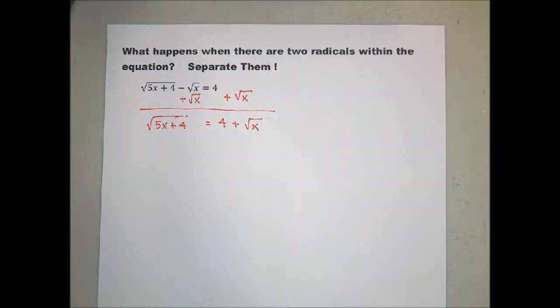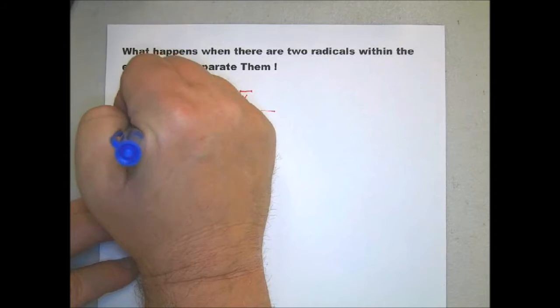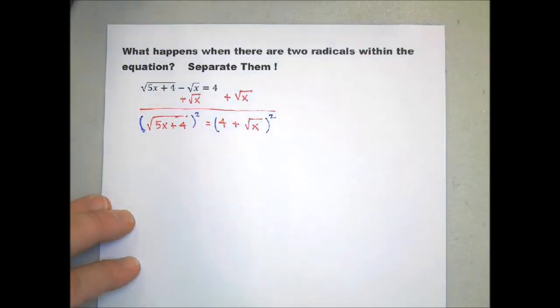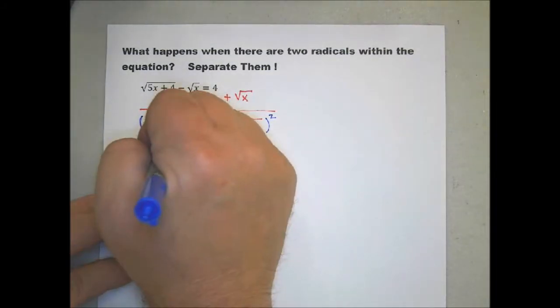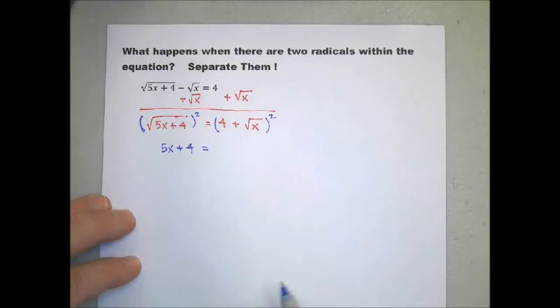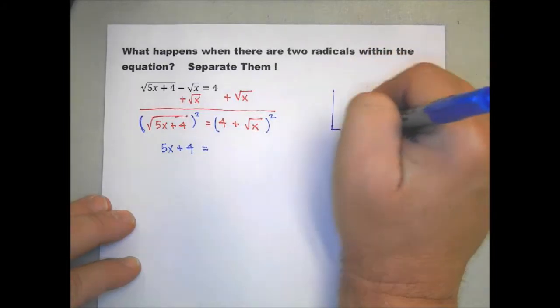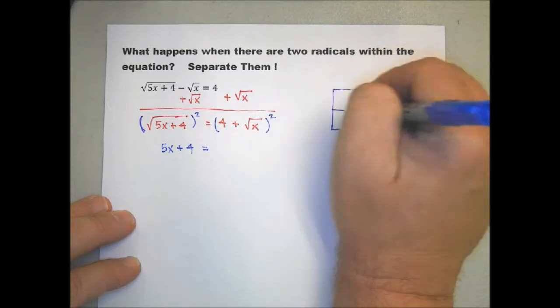Now, the next step is going to be to square both sides. So I'm going to square this side, and I'm going to square this side. The left-hand side is going to be easy. All I'm left with is 5x plus 4 after I do that. But over here on the right, we might want to take a look at what you actually get when you square 4 plus square root x.